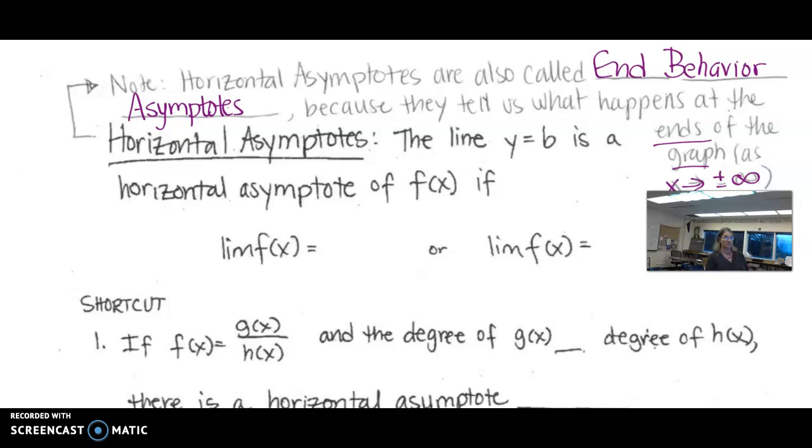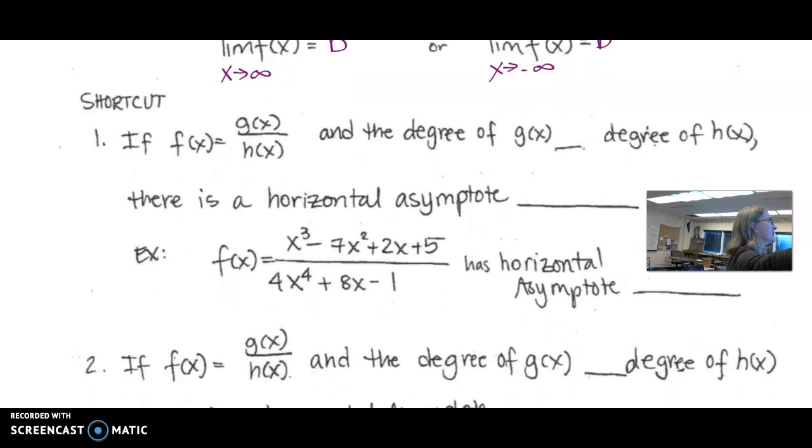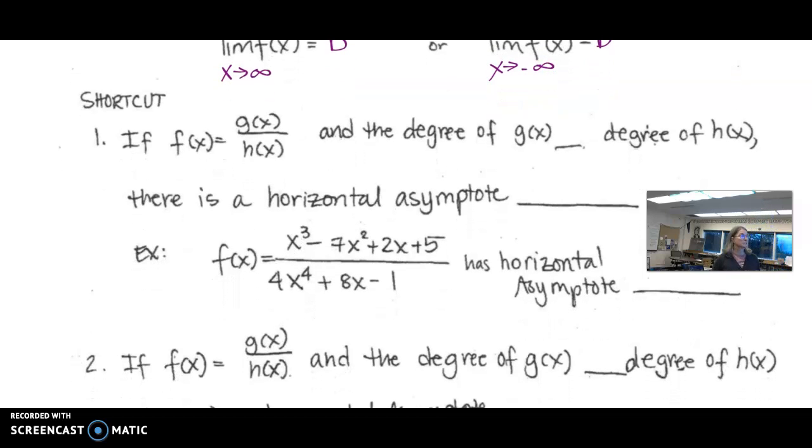Okay, so horizontal asymptotes. The line y equals b is a horizontal asymptote of f of x if the limit as x approaches infinity, so towards the end of the graph on the right side, of f of x approaches that value b. So if the y coordinates are approaching some number b as x gets really, really big, or as x gets really, really small in the negative direction, it also approaches b, then that is a horizontal asymptote.